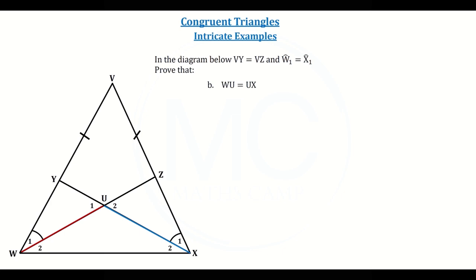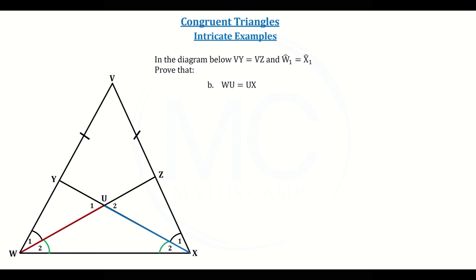Here, we need to prove that WU is equal to UX. So we need to prove that two sides of this triangle are equal, which means we need to prove that triangle WUX is an isosceles triangle. Remember that an isosceles triangle has two equal sides, but it also has two equal angles. So in this case, if WUX is an isosceles triangle, then angle W2, let's mark it in green, will be equal to angle X2. So let's mark this in green as well.